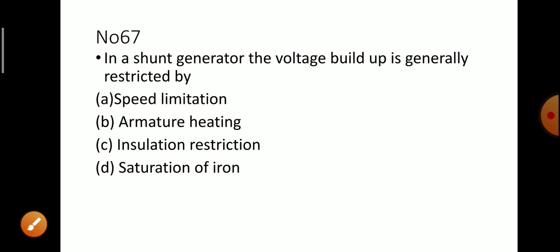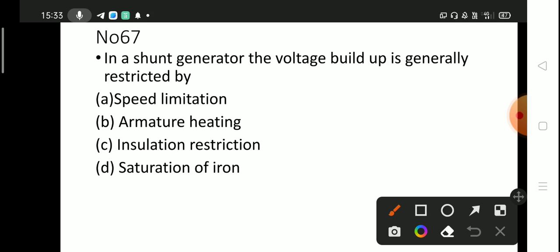Number 67. In a shunt generator, the voltage buildup is generally restricted by: A, speed limitation; B, armature heating; C, insulation restriction; D, saturation of iron. The answer is D, saturation of iron.